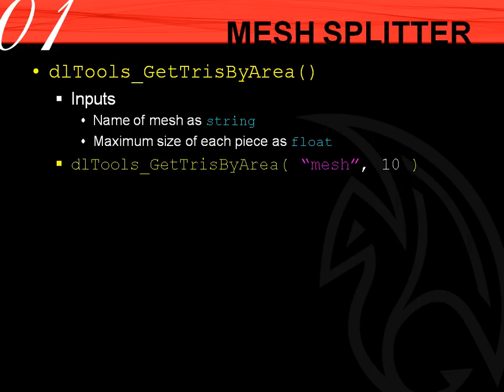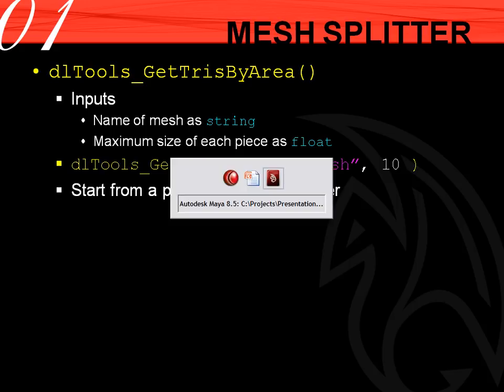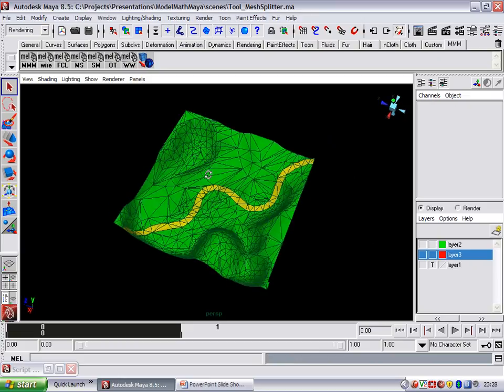So for example, let's say you had a mesh called mesh and you wanted to get a piece up to 10 units in terms of surface area. You would use the command like this. So the way it works essentially is you start from a polygon face in a corner. And the reason why we do that will be very clear.